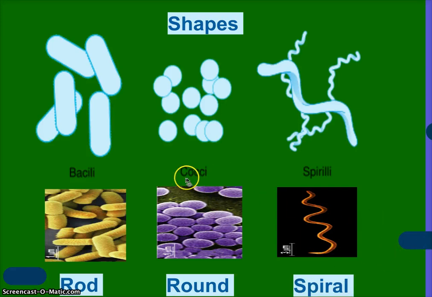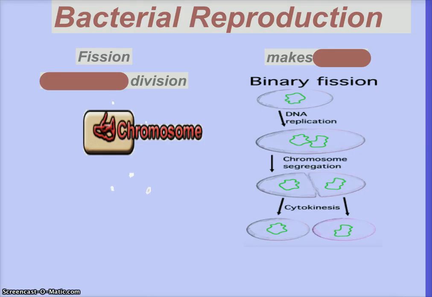And look at this word. This one has all round letters. So think round, okay? So the only one you have to remember is the rod shape. I mean, if you're going to try some study skills here. So those are the shapes of bacteria.